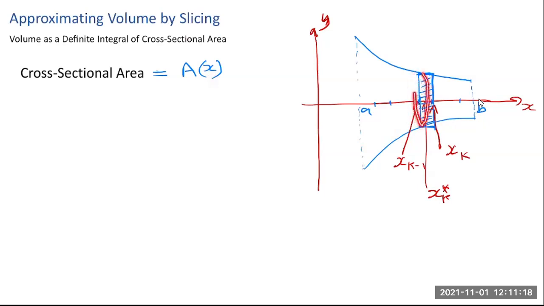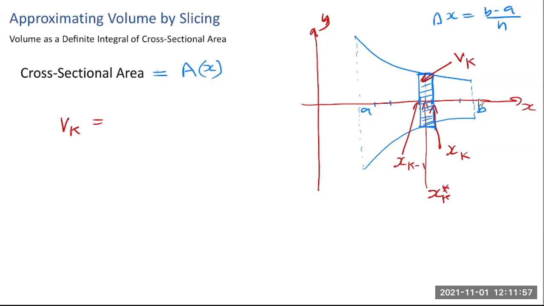This is a disk like this. I can find the surface area of that disk by plugging this number, x_k star, into my area function. So I have the surface area of the disk, and I also know the width of the disk. The width of the disk is going to be delta x. By the way, delta x is (b minus a) divided by n, because I divided my original interval into n subintervals. So now the volume of that particular disk, I'll call that V_k. The volume of this disk is V_k.